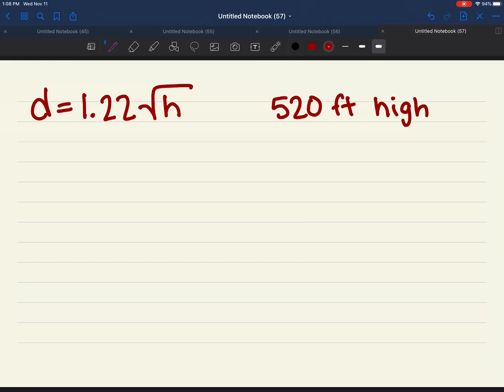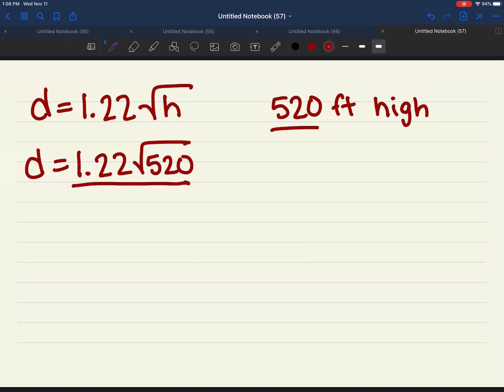And it wants you to find out what distance can be seen when you are standing at the top of the observatory. So, where would you plug in the number 520? For the height or for the distance? Height. The height, right? So all you're going to do is say D is equal to 1.22 times the square root of what? 520. Now, can you type this whole part into your calculator? Yes, you can. Okay, type in 1.22, hit times, and then put the square root of 520.